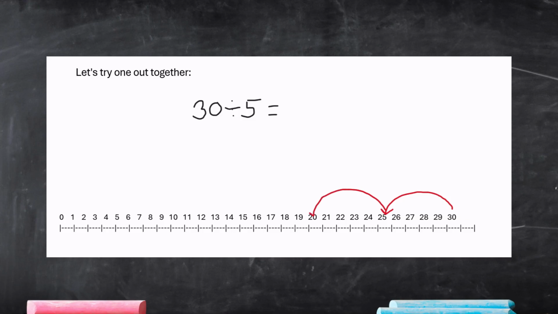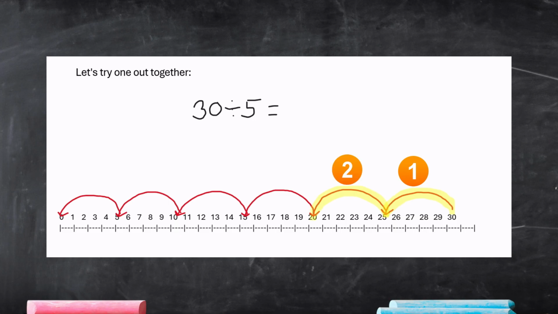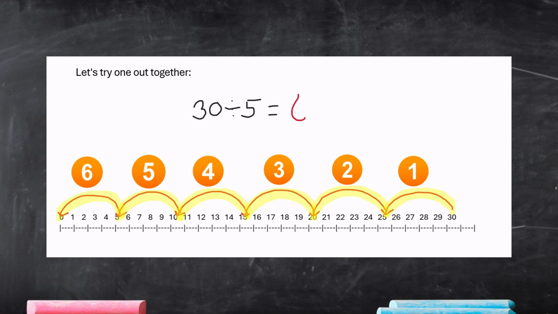So our first jump takes us to 25, then to 20, then to 15, then all the way back to 10, then back to 5, and then finally we end back at 0. Now, all you have to do to find your answer here is count up your jumps. So 1, 2, 3, 4, 5, and 6. Since we made 6 jumps, our quotient here for this problem is 6.